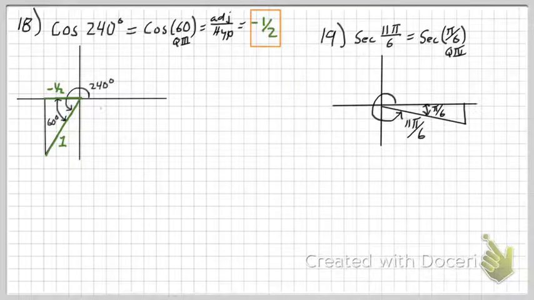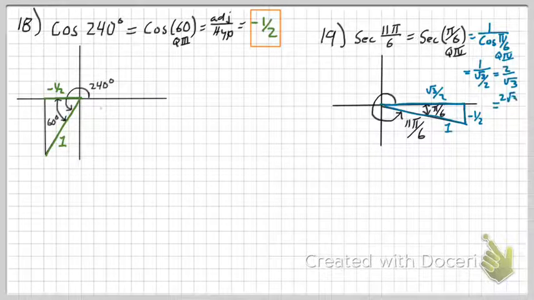11 pi over 6. Okay, reference angle, pi over 6, fourth quadrant, again on the unit circle. And instead of secant, cosine, adjacent over hypotenuse, it's hypotenuse over adjacent, or I can take the reciprocal of my answer for pi over 6 for cosine. Either method is going to give you the exact same answer. I actually prefer to do it this way because I don't like to think hypotenuse over adjacent. All right.